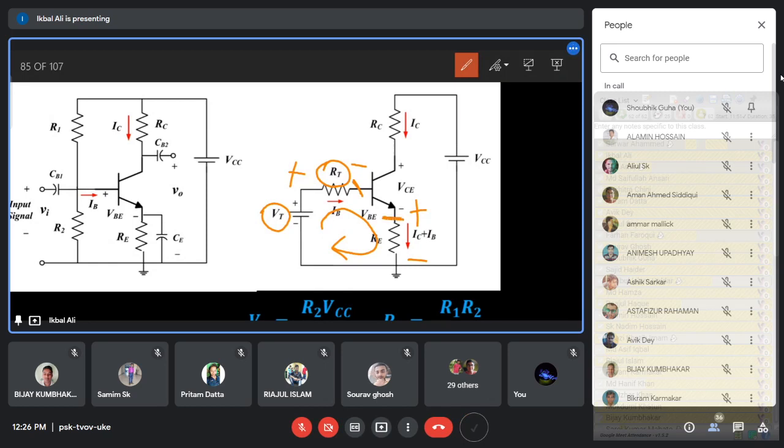Are you getting me? The base terminal and the emitter terminal are both in this loop, so don't forget that. Though it is a semiconductor device, a transistor, a drop will be there between the base and emitter. Why? Because the base is P and the emitter is N, so that is a PN junction. A forward bias voltage drop, VBE, will be there. The plus side will be like this and this will be the minus side. So you have to take care of that drop. Have you got it?